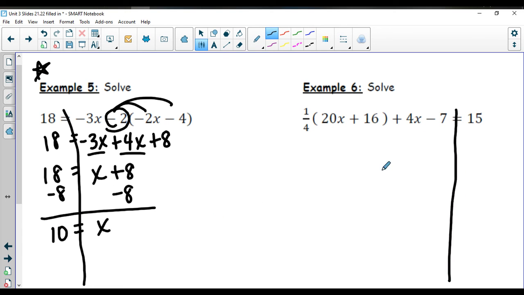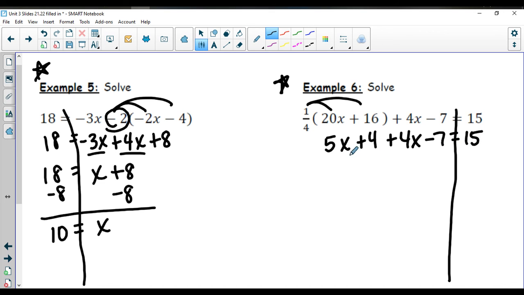In number 6, this one's a doozy. Make sure you distribute first, then combine your like terms. All right, distributing first, a fourth of 20 is going to be 5x. A fourth of 16 is a positive 4, plus a 4x minus a 7 is equal to a 15. Combine your x's together, so I get 9x, and a positive 4 and a negative 7 will give me a negative 3. This is going to be equal to 15.